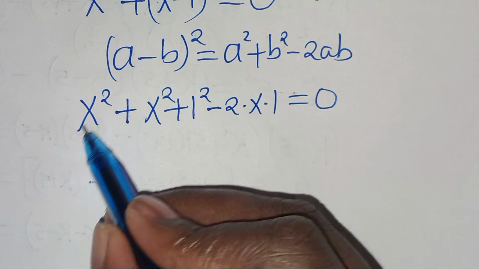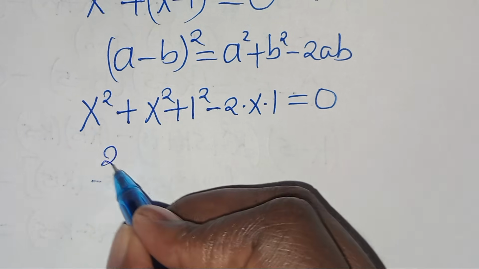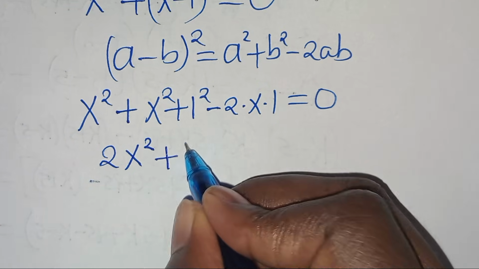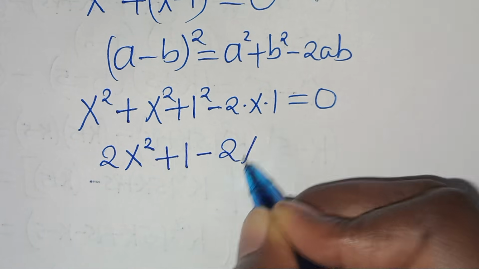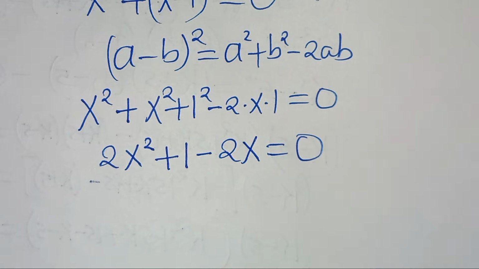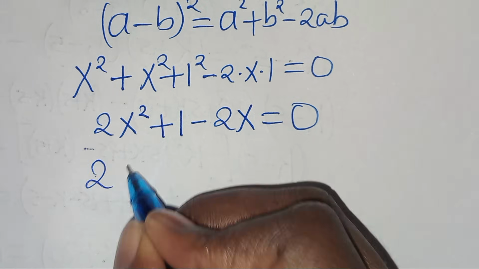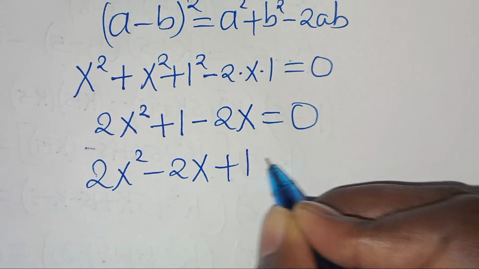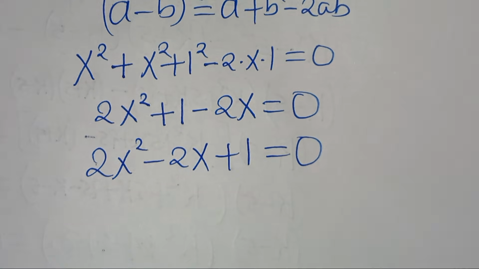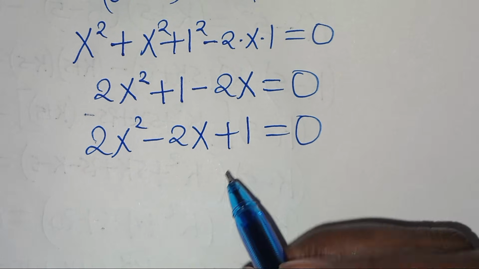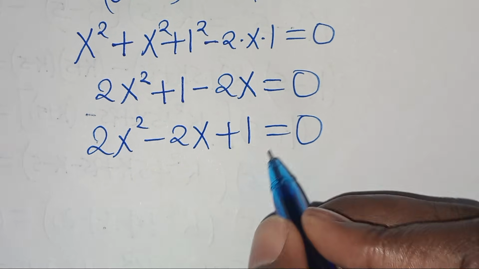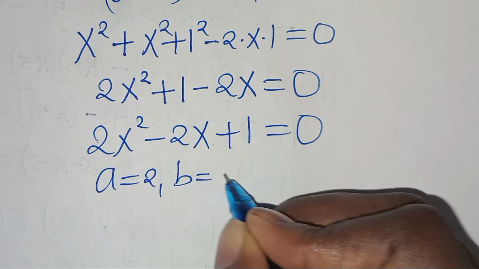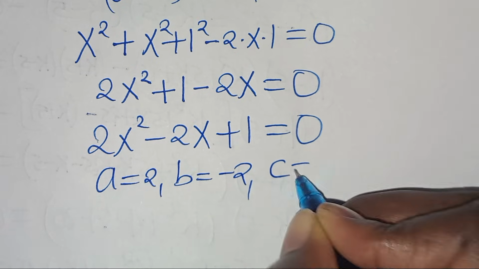Therefore, here we have x squared plus x squared, this is 2x squared, then plus 1 minus 2x equal to 0. So this is 2x squared minus 2x plus 1 equal to 0. Now, this is a quadratic equation. We have that a is equal to 2, b is equal to minus 2, and that c is equal to 1.